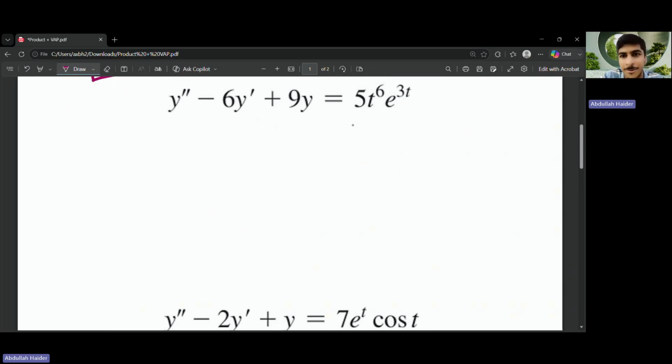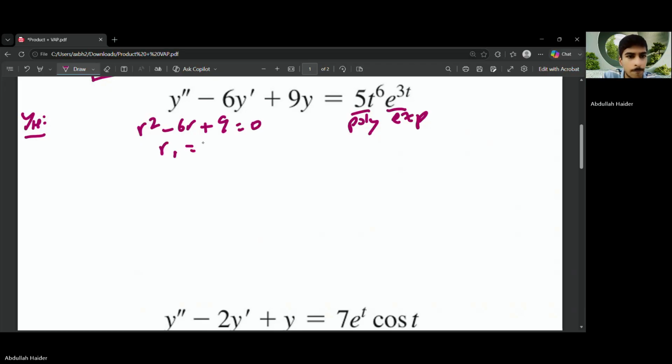Now, similar concept here, except that this time we have exponential and we have poly. So first find the homogeneous solution. R squared minus 6r plus 9 is equal to 0. You will have R1 is equal to 3. Let me check. Yeah, so you have repeated roots here. Plus, and R2 is equal to 3. This is repeated.